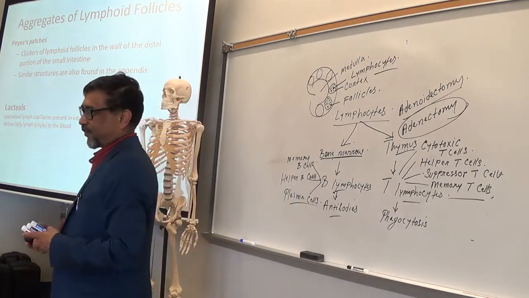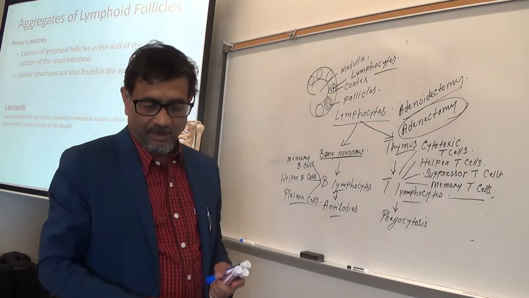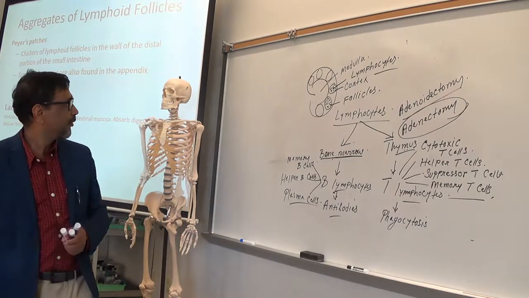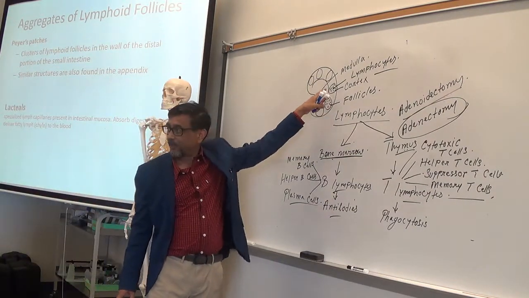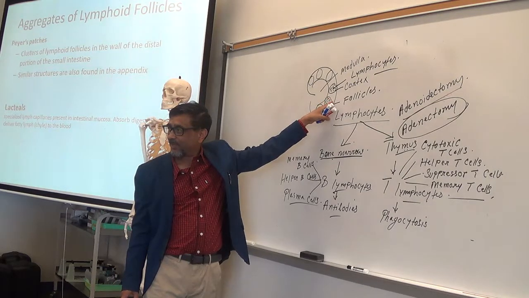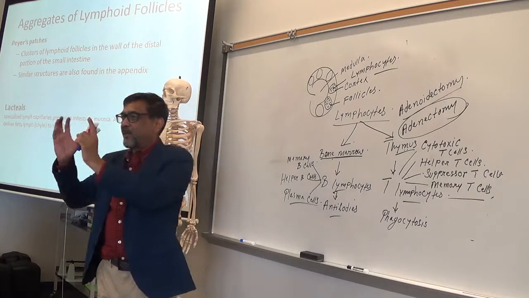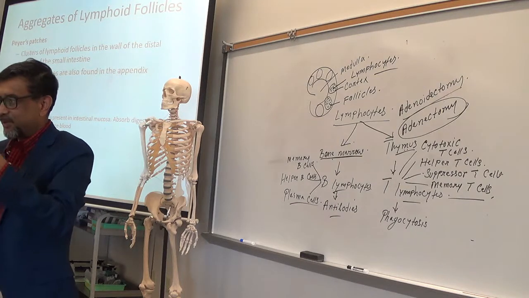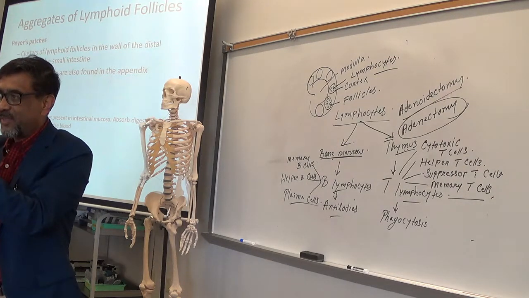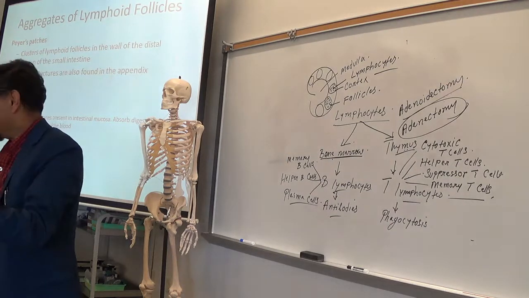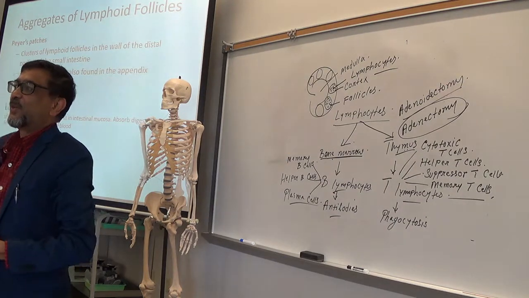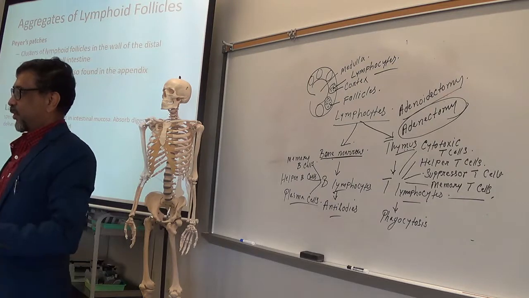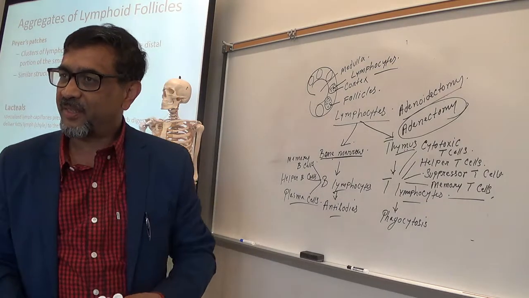Peyer's patches. Peyer's patches are aggregated lymphoid follicles. You remember lymphoid follicles I showed you? These are lymphoid follicles in the lymph nodes, right? In the cortex of the lymph node. Follicles are round structures, heavily filled with lymphocytes. So follicles are not only present in the lymph nodes, but also in the wall of the intestine.